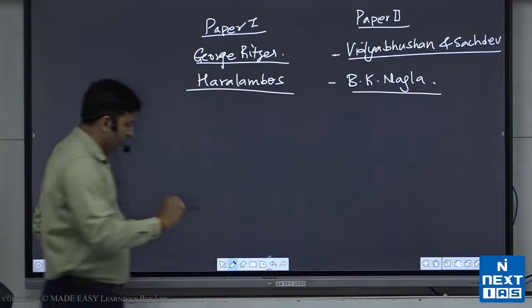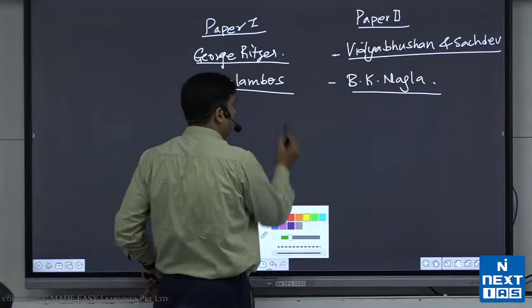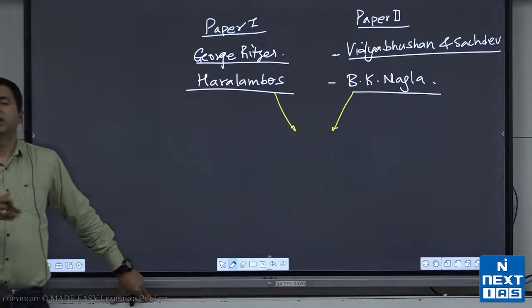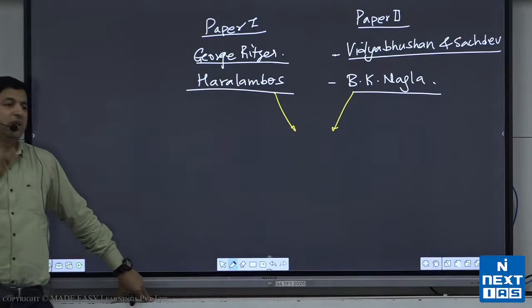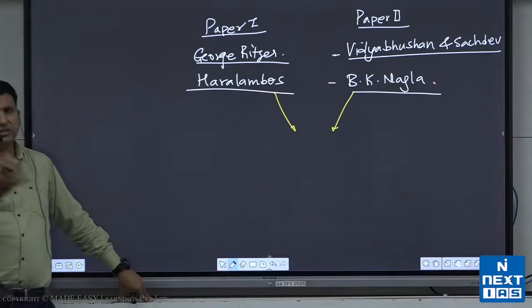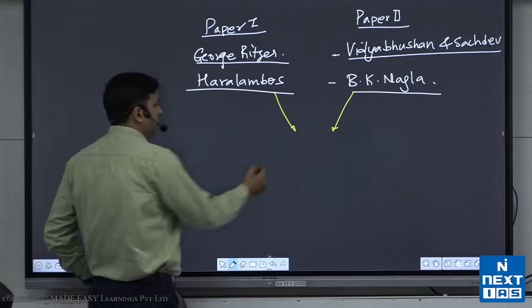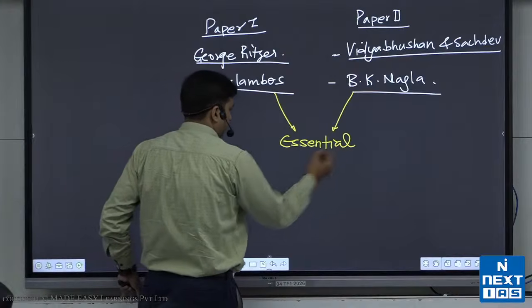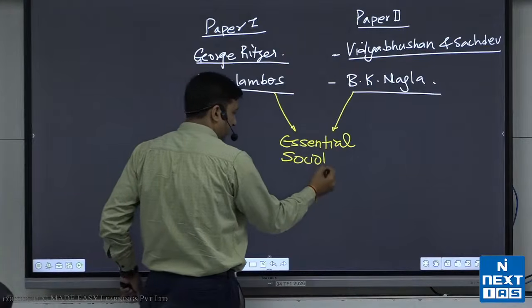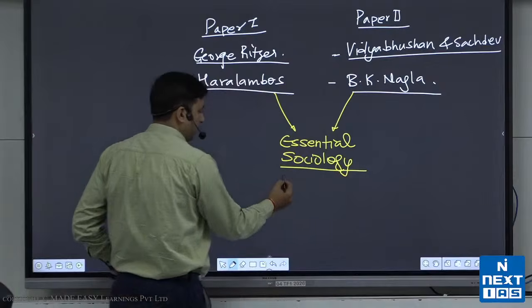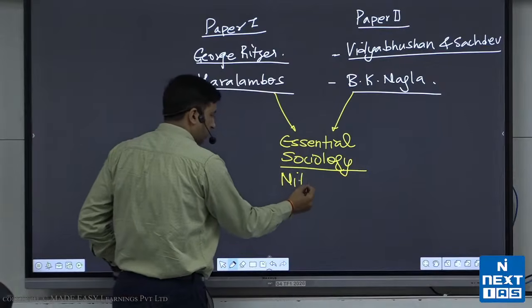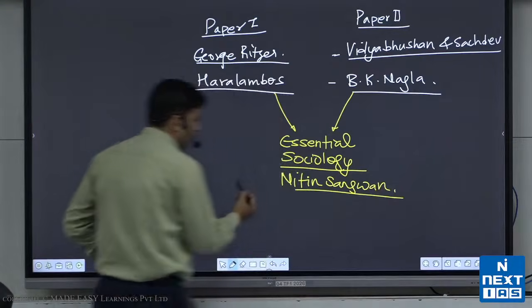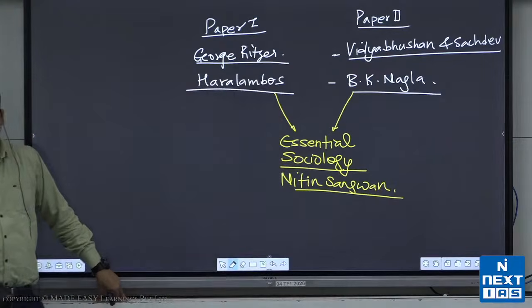One more very good book, only if you have read all of them, for revision purposes. It should not be your concept builder, but if you have already understood the concepts and have familiarity, then Essential Sociology by Nitin Sangwan sir. You may not be able to grasp it if you are reading it for the first time, but definitely it is a good read for someone who has completed the topics. Right? So this is what you can have.